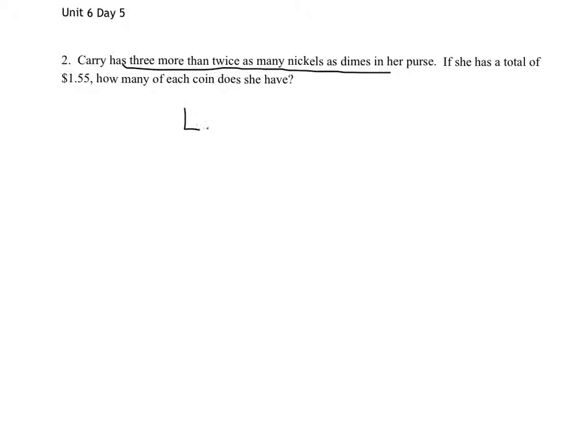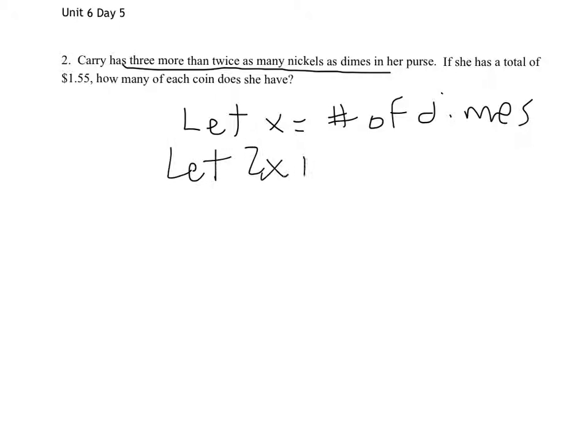So we're going to start off with our let statements. Let x equal the number of dimes. That's how many dimes she has in her purse. And then 3 more than twice: 2x plus 3 is how you'd write 3 more than twice. And this is the number of nickels in her purse.